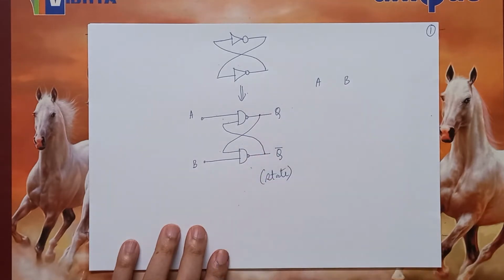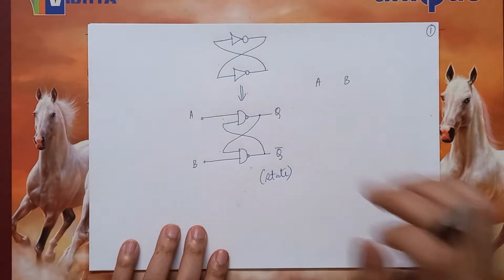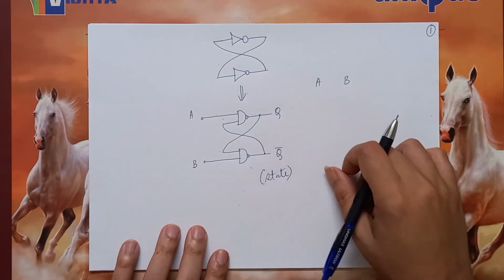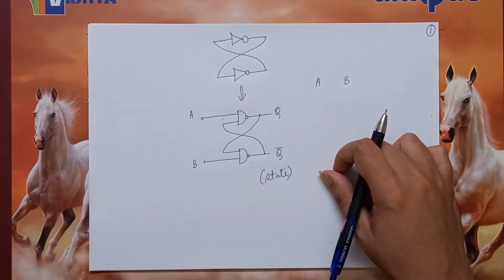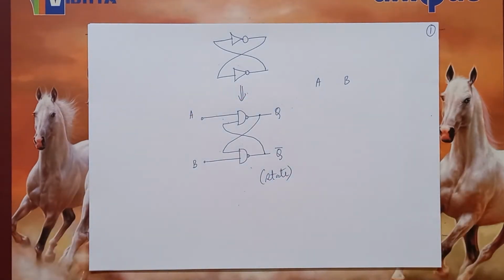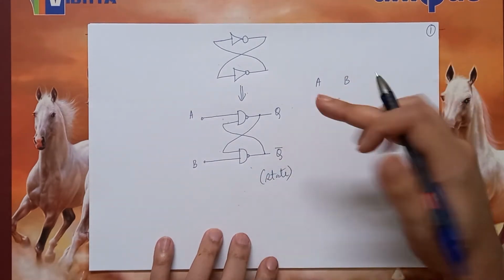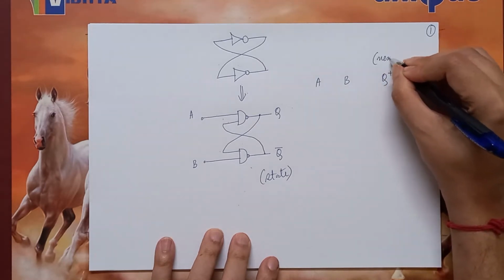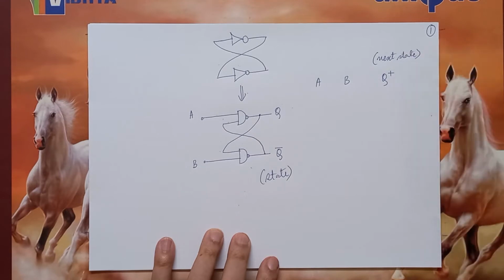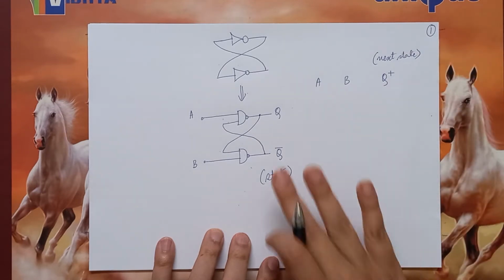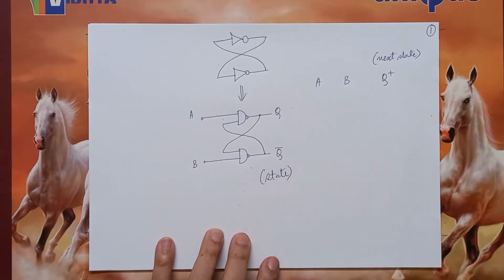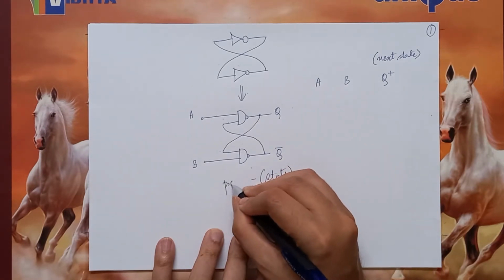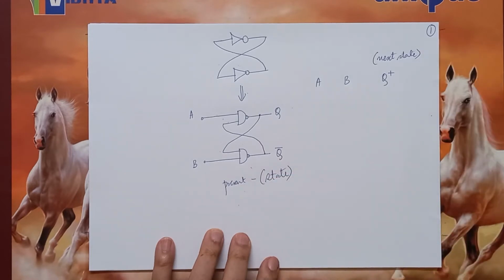So if the circuit has some known values of Q and Q bar, which are expected to be complements of each other, existing at some point of time, for different values of A and B, can we predict what will be the future value of Q? That is like saying Q plus, this is called the next state. The value of Q, which we know, is called the state or the present state. Whereas Q plus is the next state.